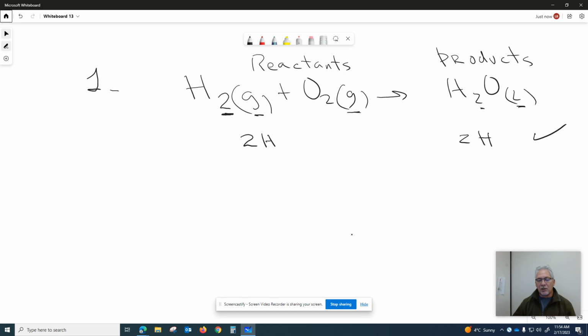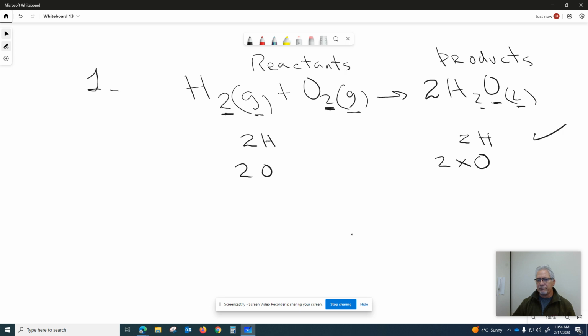Then I will check oxygen. And I noticed that I have two oxygen on the left because the subscript is two atoms of oxygen. But now on the right, I only have one. So how can I balance? How can I make them equal? Well, if I multiply this by two, then I can have two oxygen. And then I will write a coefficient in front of the water, making two oxygen.